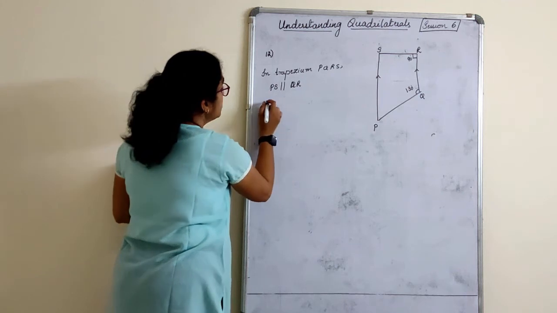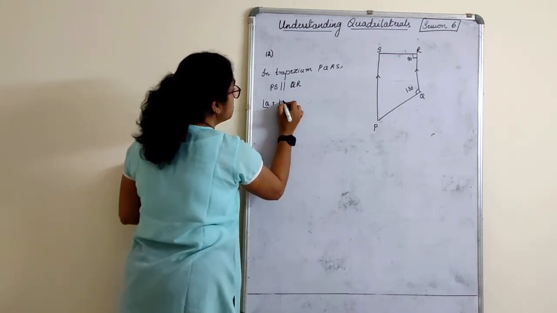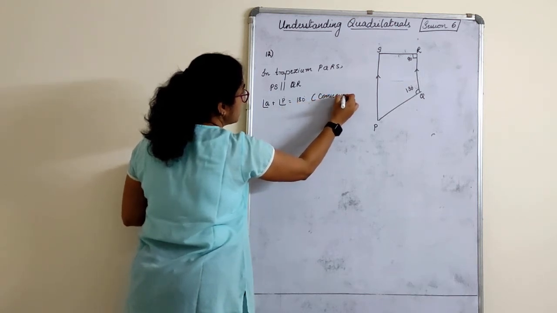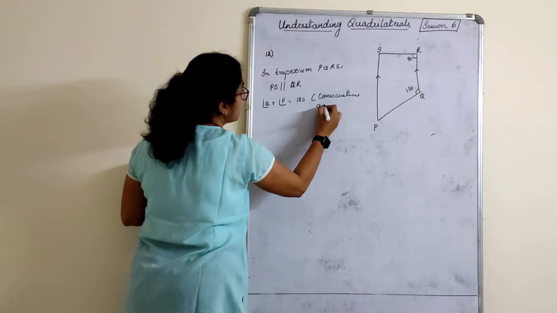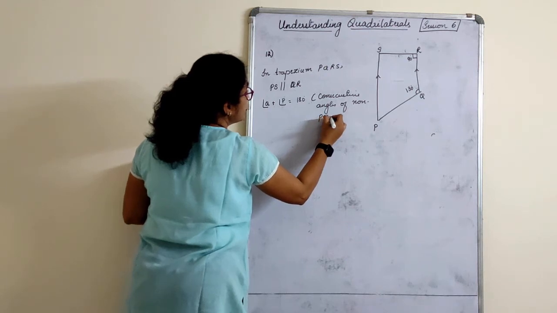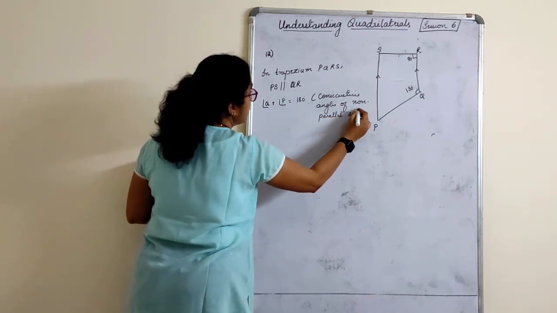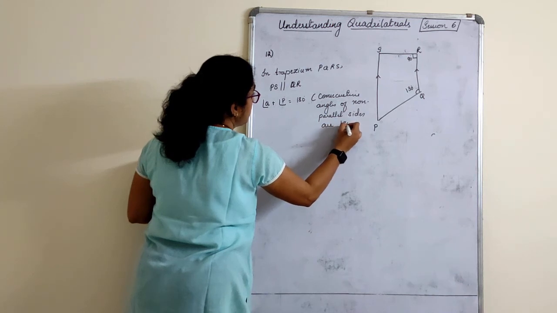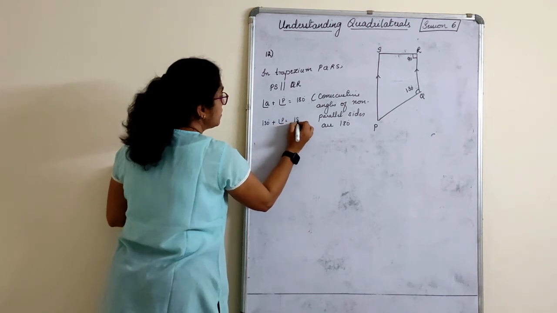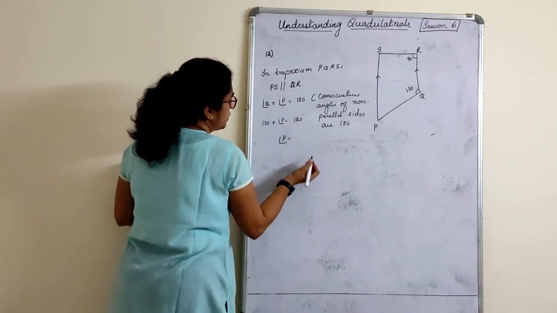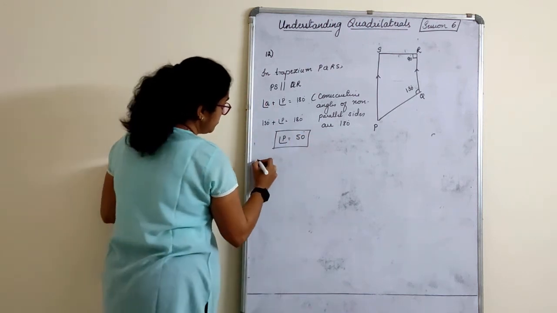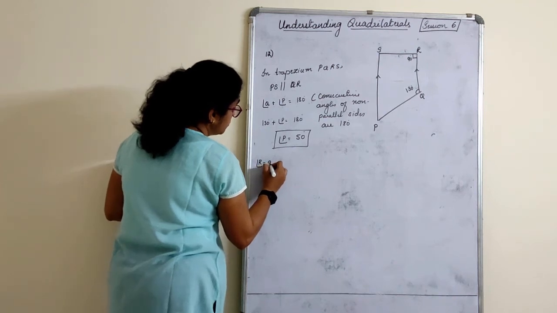So don't break your head much. So angle Q plus angle P is equal to 180. Consecutive angles of non-parallel sides are supplementary. So angle Q is 130 plus angle P is equal to 180. Angle P is equal to 180 minus 130, 50 degree. Angle R is equal to 90 degree.